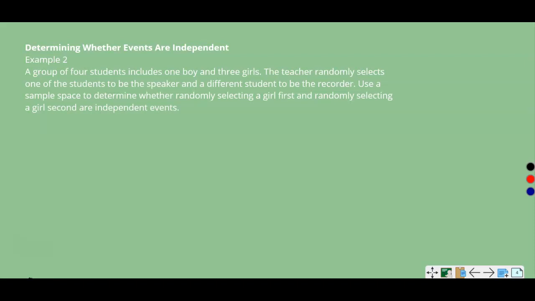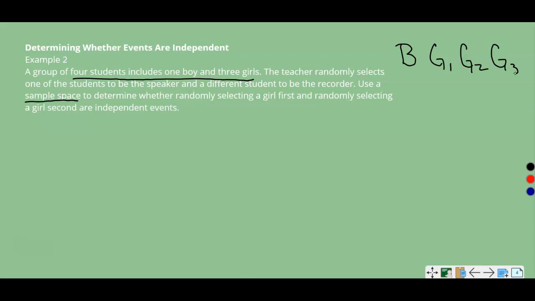Okay, so again it says use a sample space. So that means we're going to have to create a table with all the different outcomes. All right, so we have a group of 4 students, 1 boy and 3 girls. So let's say we use B for boy, and we're going to use G1 for girl 1, G2 for girl 2, and G3 for girl 3. So those are our 4 possibilities.